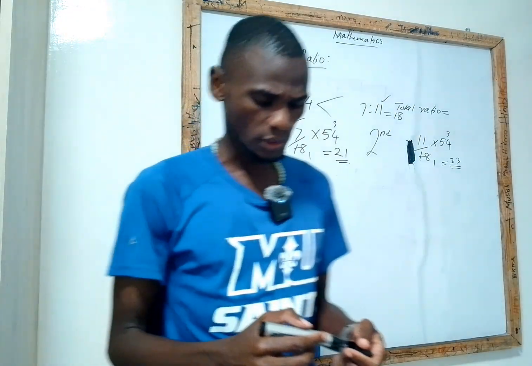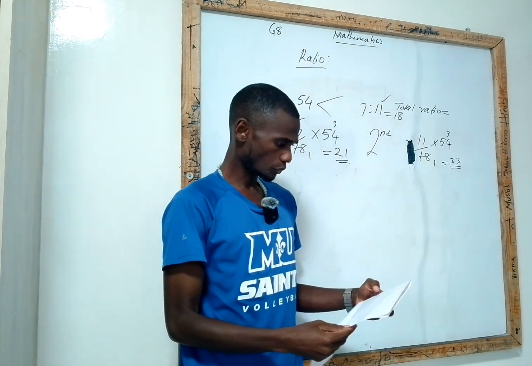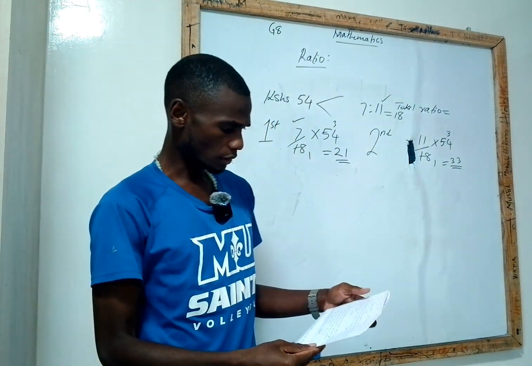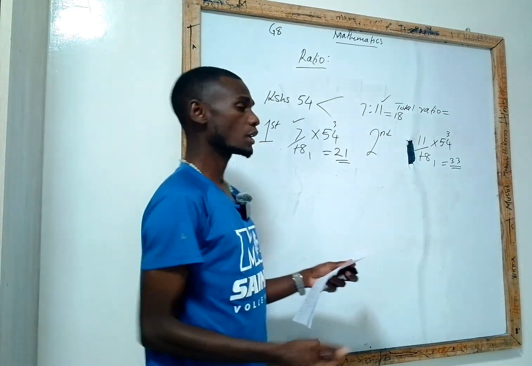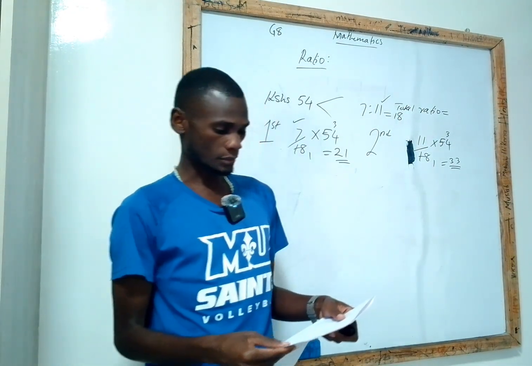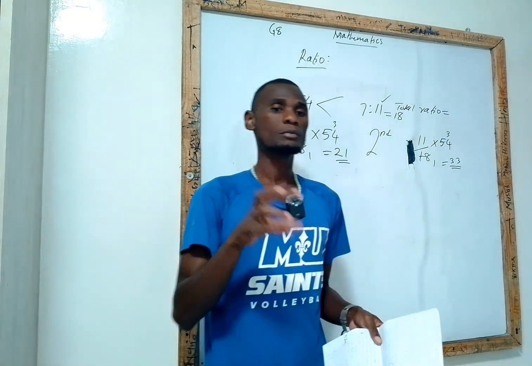So the question was asking you to get the total ratio and then share. That is how they shared those items.